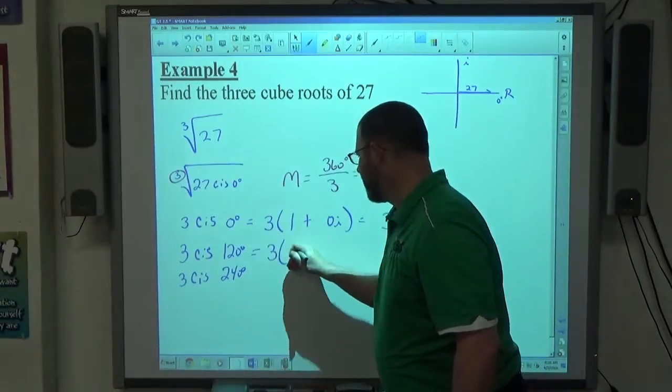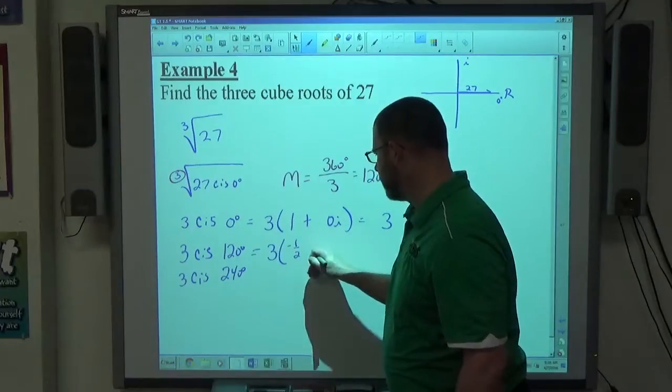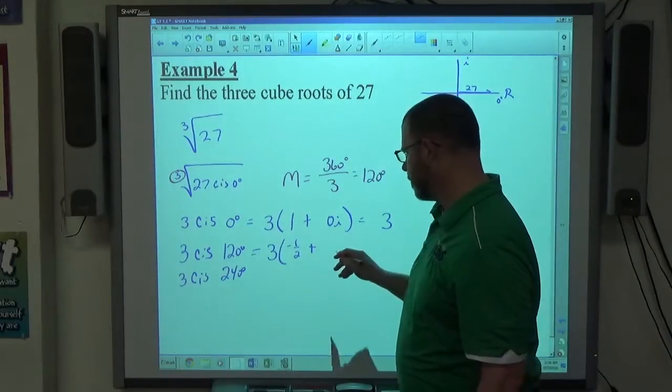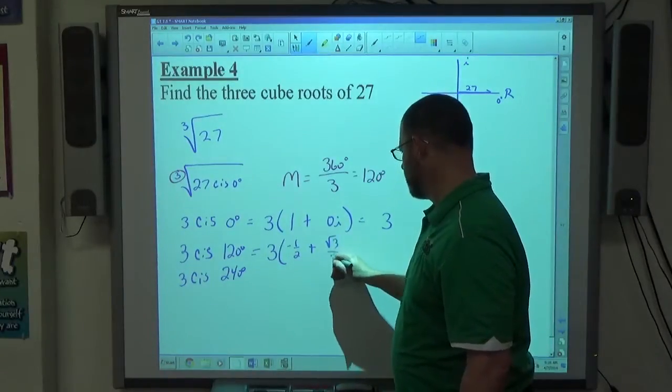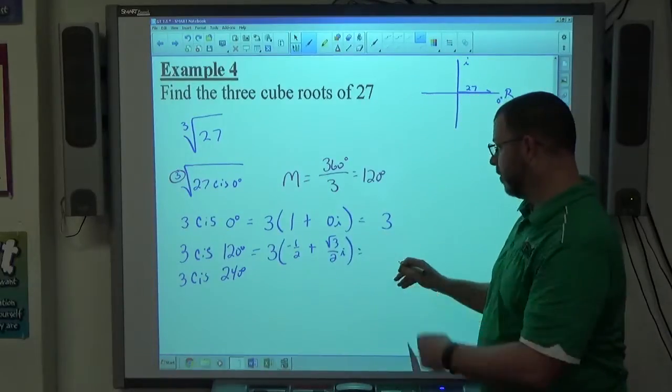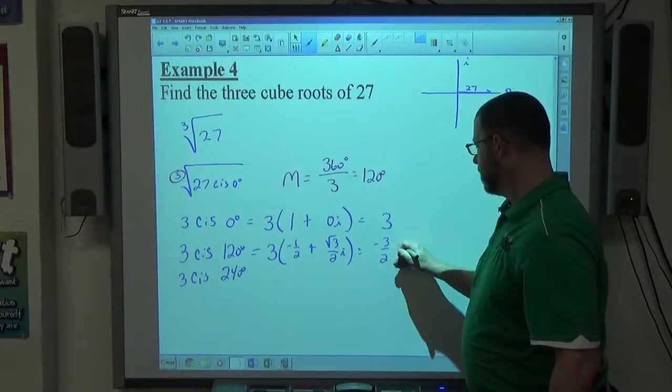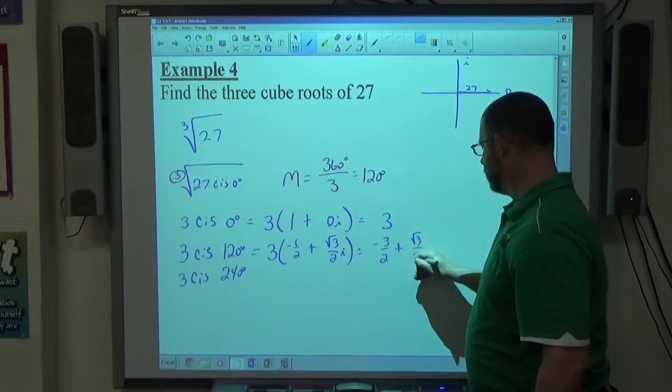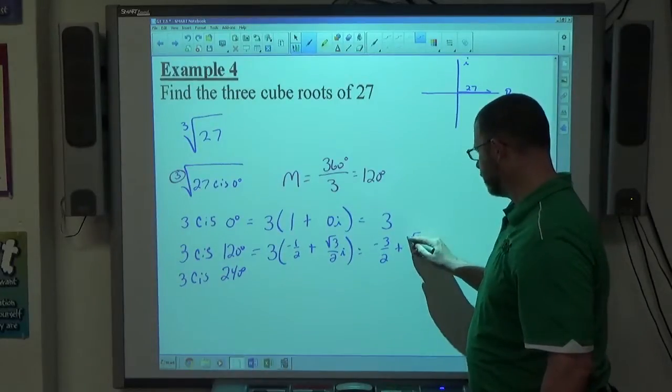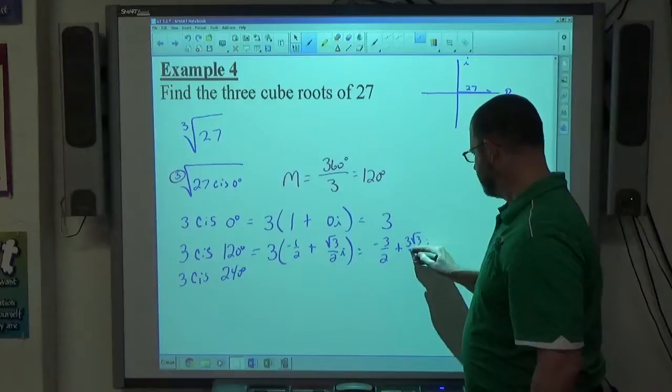Cosine of 120 is negative a half. The sine of 120 is the square root of 3 over 2. Multiply 3 through that, I get negative 3 halves plus, or sorry, 3 times the square root of 3 over 2i.